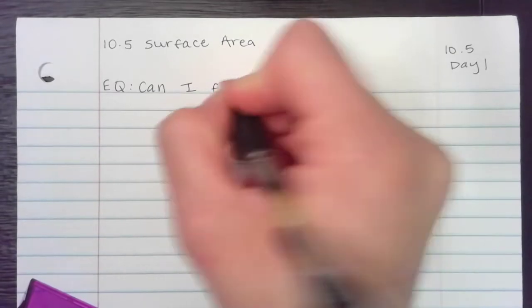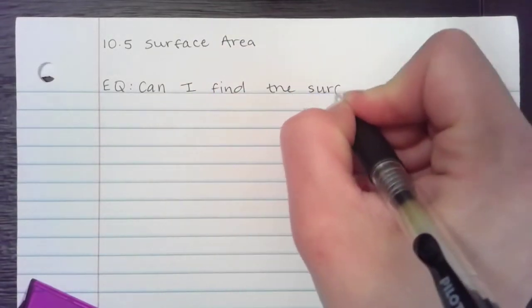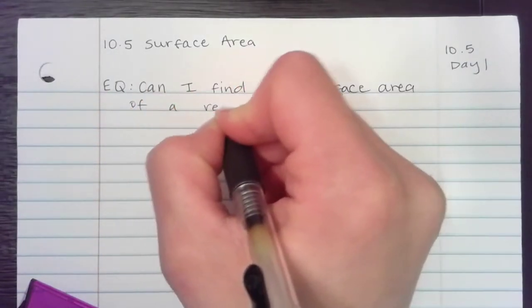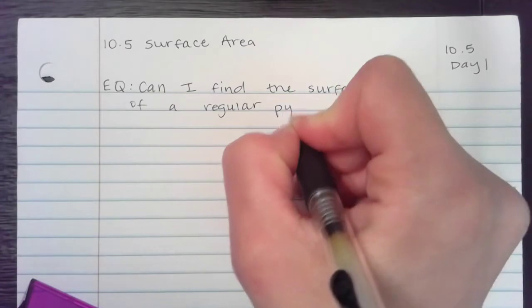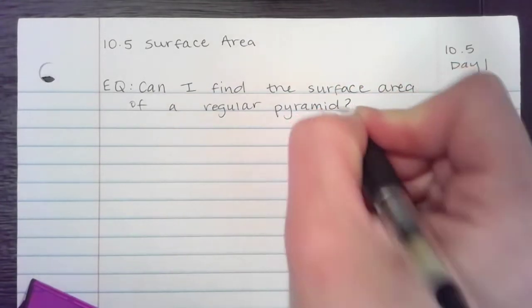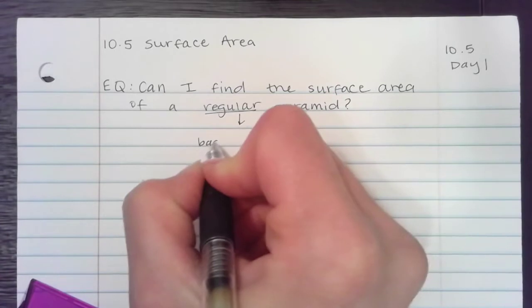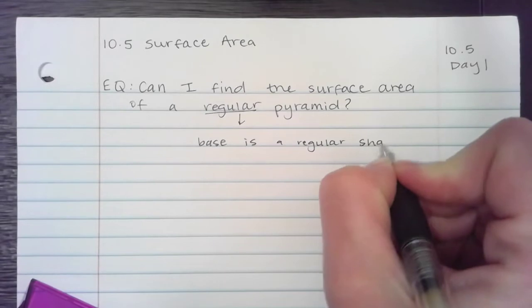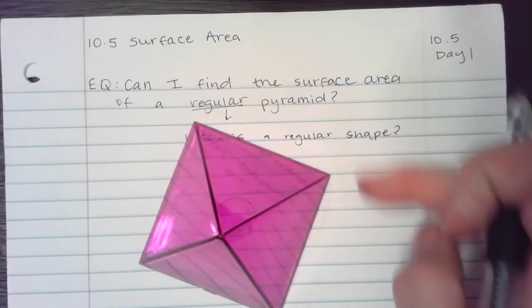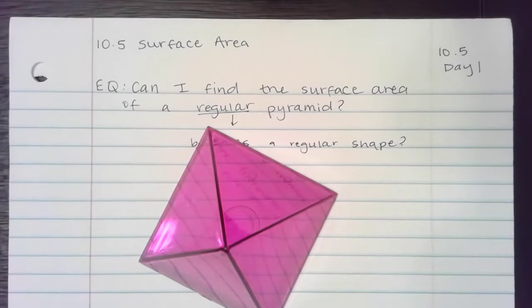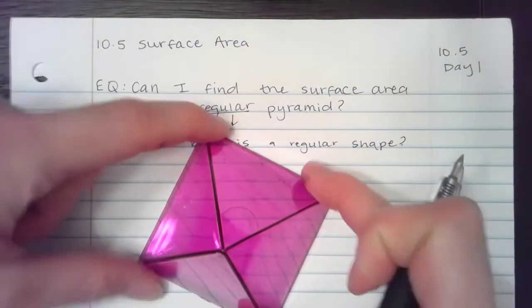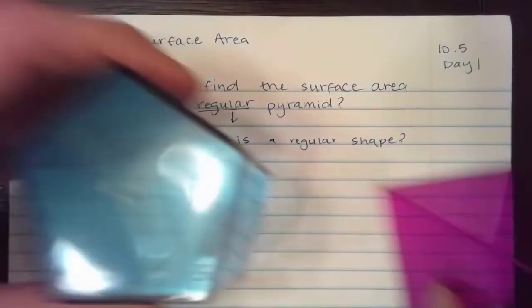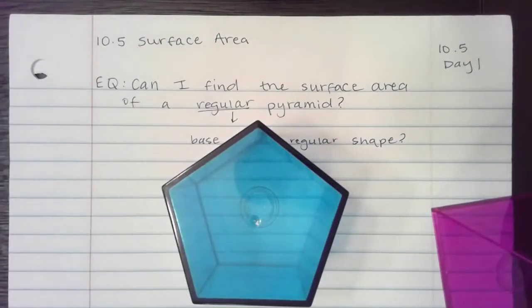Can I find the surface area of a regular pyramid? Regular meaning the base is a regular shape. And what does regular mean? It means all of the sides are the same, all of the angles are the same. So when I have something like a regular quadrilateral, well, that's a square. But a regular pentagon has all the same sides and all the same angles.